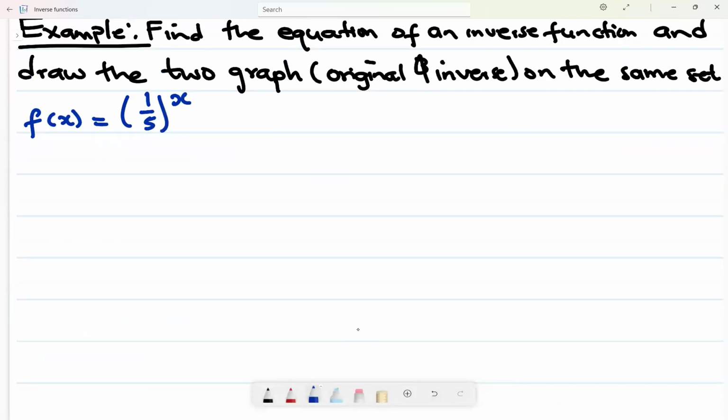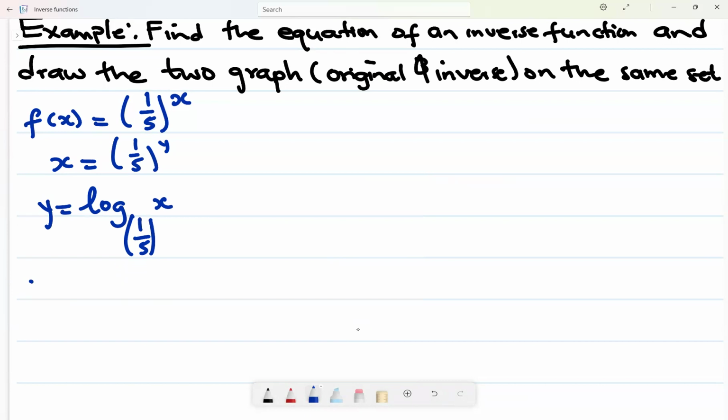Now, find the inverse. How do you find the inverse? You don't need to interchange x and y. You can do that and say x is equal to 1 over 5 to the power of y. But at the end of the day, y is going to be log of whatever f of x is. What is f of x? 1 over 5 to the power of x. You can also put this inside parentheses, it's fine. Therefore, my inverse is log of 1 divided by 5 to the power of x. Very good.